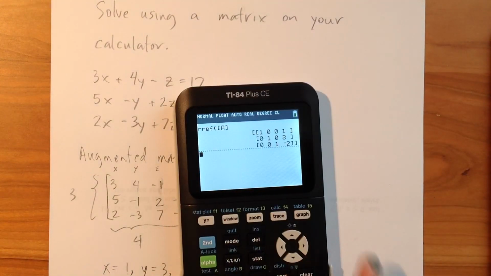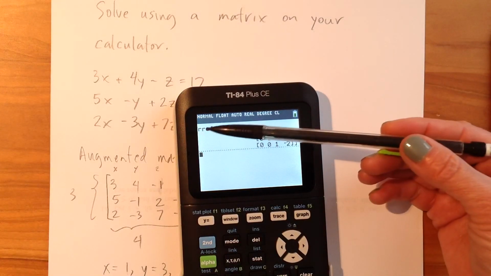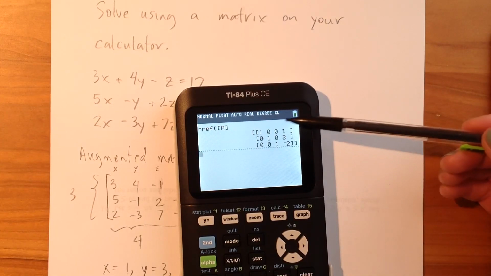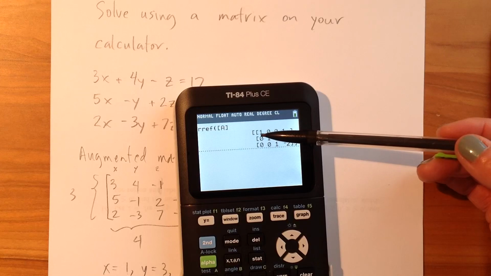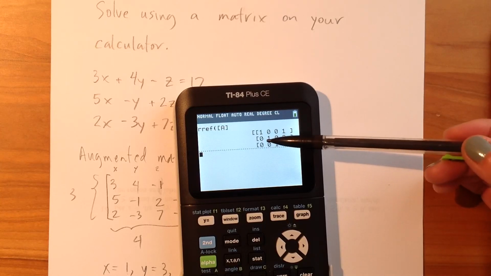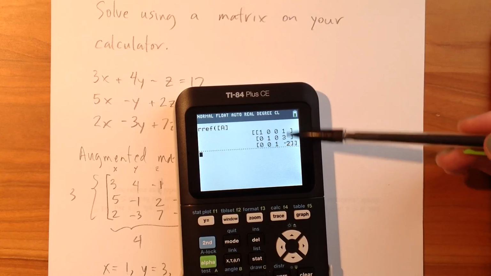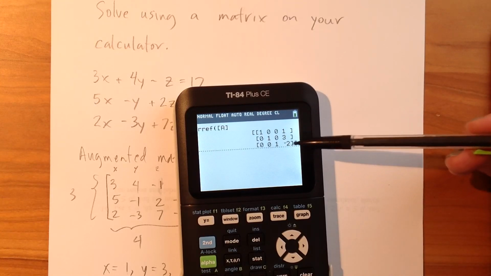You don't need to worry about yours looking any different than this, because this is the most we're going to do, just so we can do some interesting word problems that would require a matrix. Once you tell it to do this RREF, it's going to look exactly like this. x is 1, y is 3, z is -2. So you just read off x, y, z from that column there.